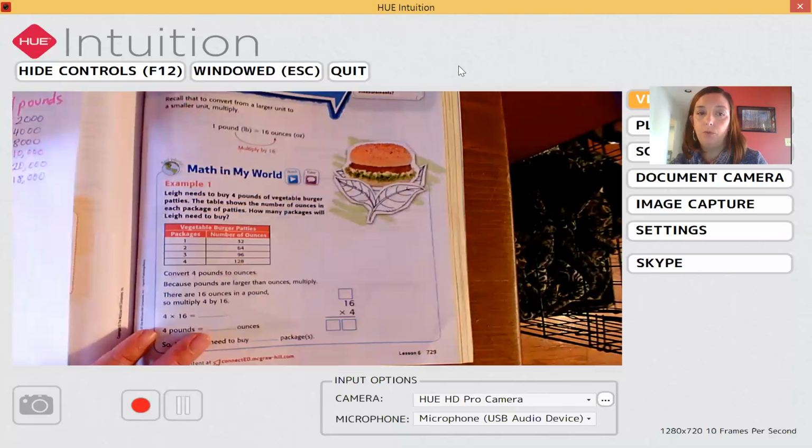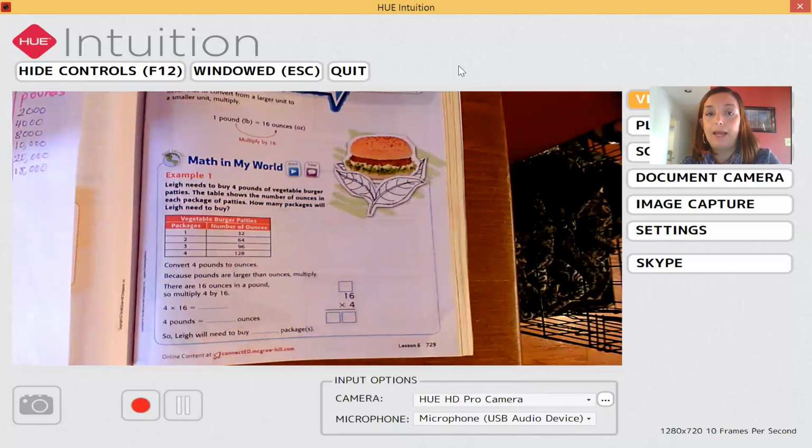So example 1. Lee needs to buy 4 pounds of vegetable burger patties. The table shows the number of ounces in each package of patties. How many packages will Lee need to buy? So she needs to buy 4 pounds, right?